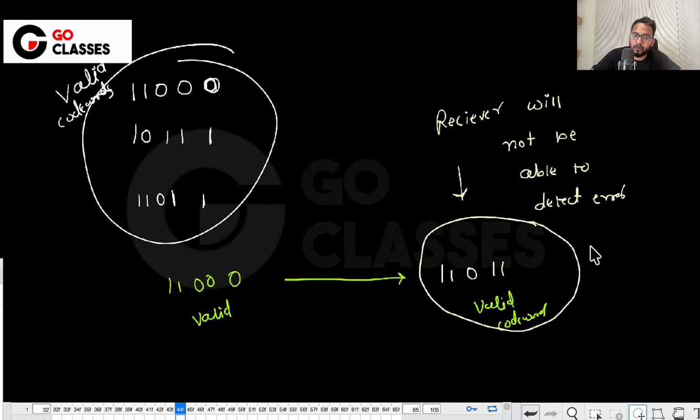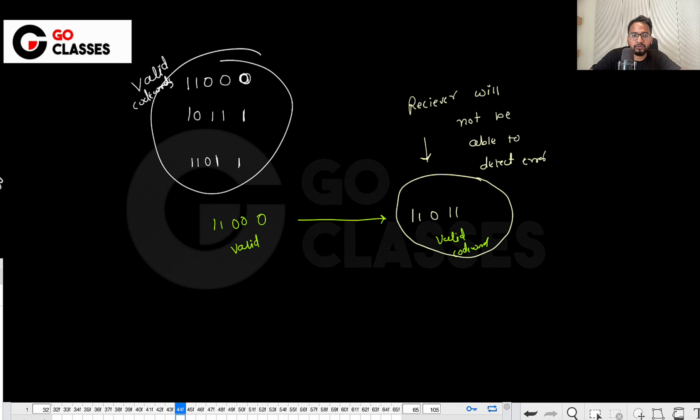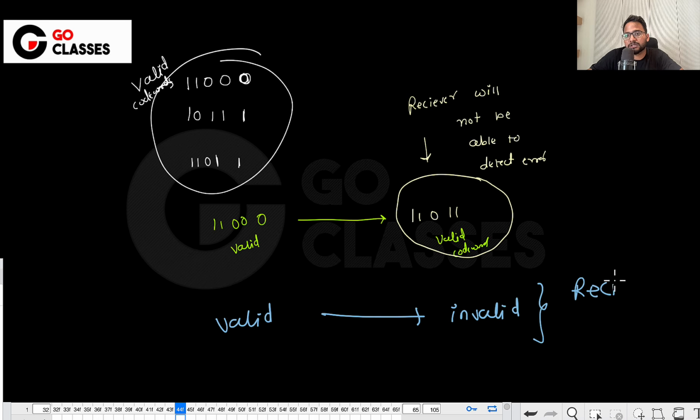But obviously you will always be sending a valid one, right? Why would you send an invalid one? So if you are sending some valid code word, but at the receiver you get an invalid code word, only in this case will the receiver be able to detect the error. This is a general thing. Understood? If you send valid but receive invalid, the receiver will be able to detect the error. But if you send valid and receive valid, the receiver will not be able to detect the error. That's what valid and invalid mean.